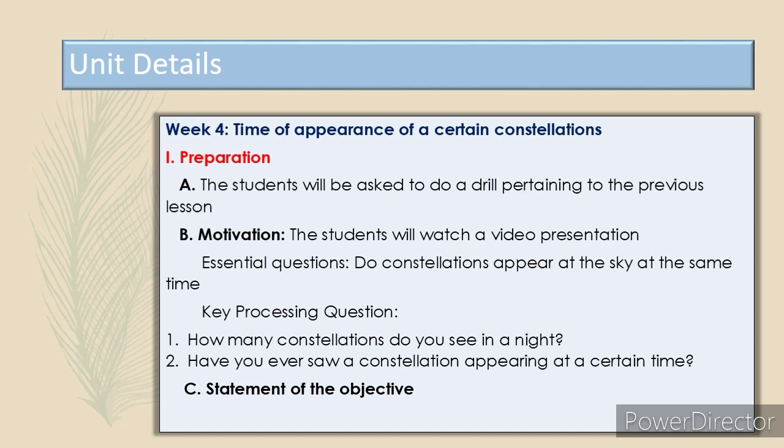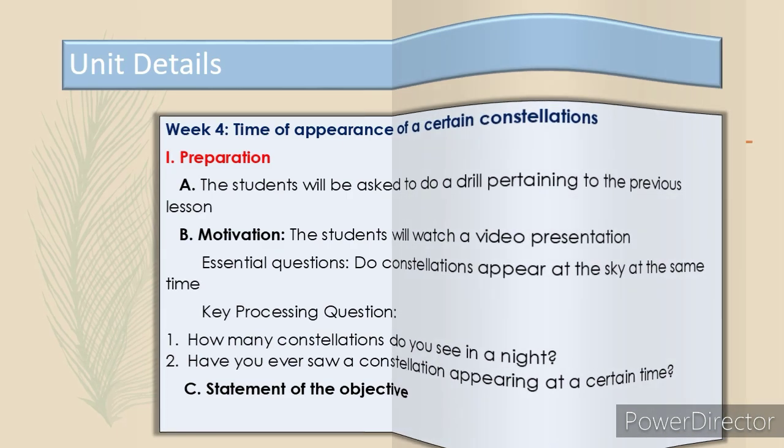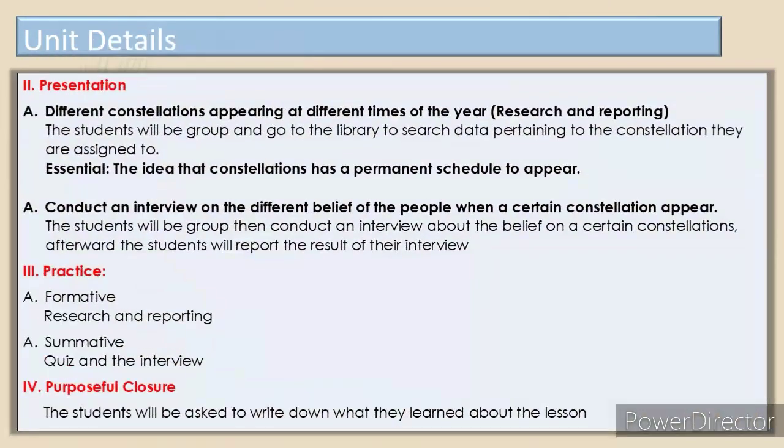Then I am now going to state the objective. The presentation is research and reporting. The students will be grouped and go to the library to search for data pertaining to the constellation they are assigned to. The essential idea is that constellations have a permanent schedule to appear.